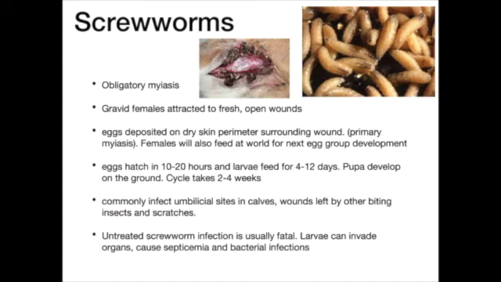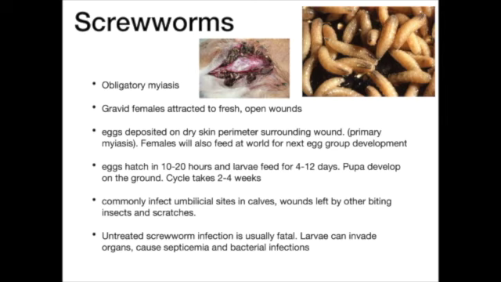Screwworms cause what's known as obligatory myiasis. Females that are ready to lay eggs like fresh open wounds. The eggs are deposited on the skin surrounding the wound, not directly into it. This is a form of primary myiasis. Females will feed at the wound for the next group of eggs that they're going to lay. So the females will feed on the flesh as well as the larvae.